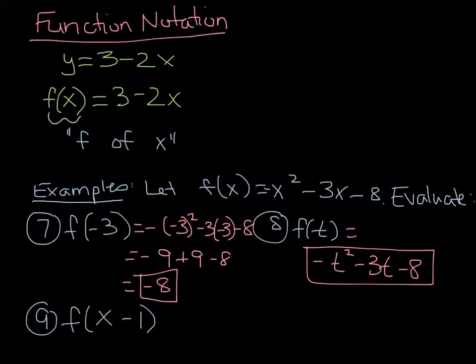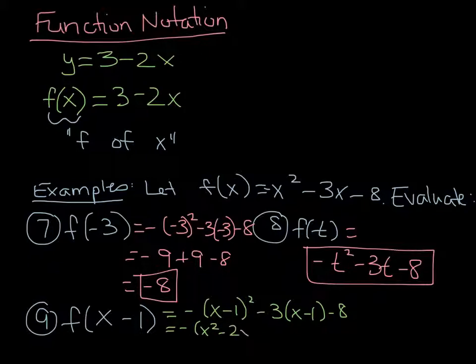Number 9 is a little bit more complicated. You are going to replace every x with an x minus 1. I know it's a little bit weird, but it's just replacing every x with x minus 1. So, of course, you do have to simplify this out. For the stuff in parentheses, remember you're going to use the FOIL method. That's going to give us x squared minus 2x minus 1.